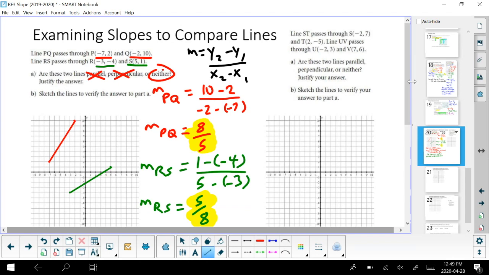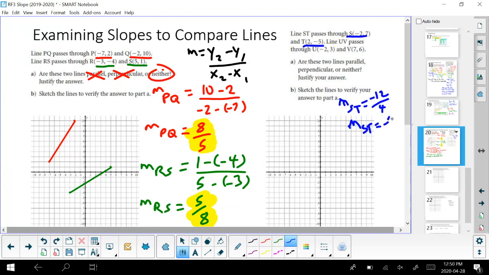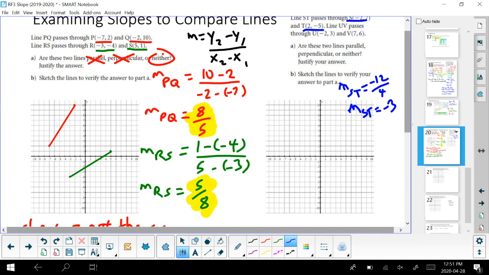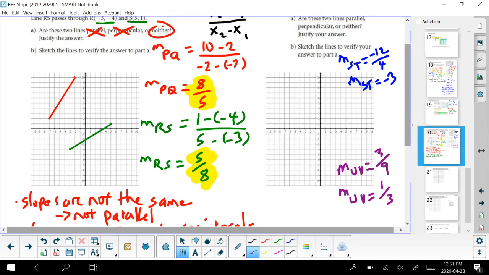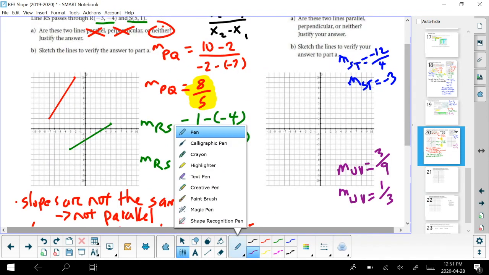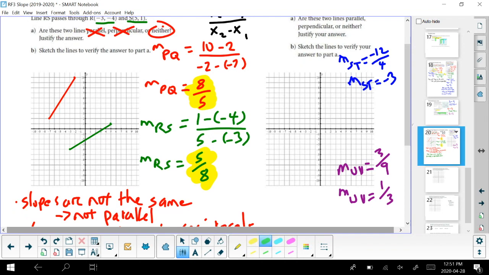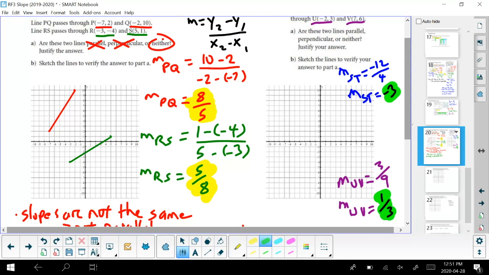Let's first find the slope of ST. And let's calculate the slope of line UV. Then let's examine what we found. So we have two different slopes. We have negative 3 and 1/3. They are not the same slope, so they cannot be parallel, so we can right away eliminate that one.